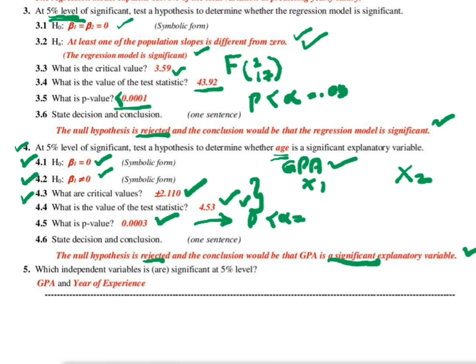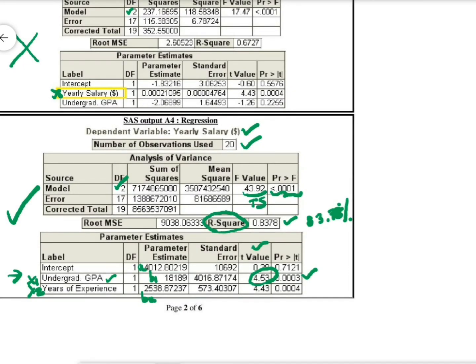Test statistic, let's check the test statistics and p-values for X2: b2, sb2, T statistic, p-value. The p-value is 0.0004, smaller than alpha 0.05. Reject H0, and it is the same.